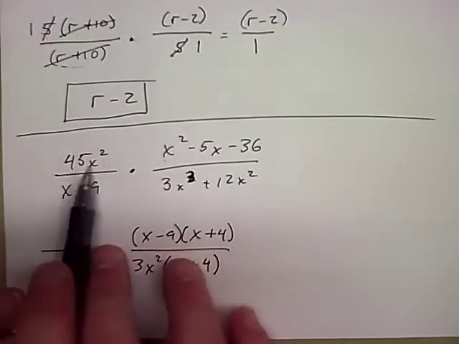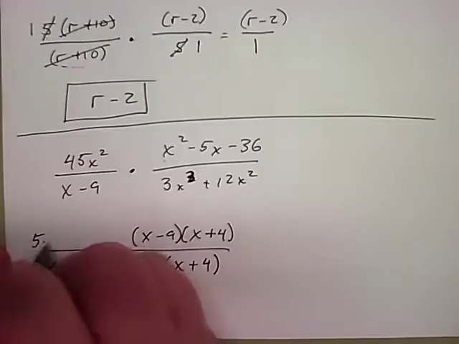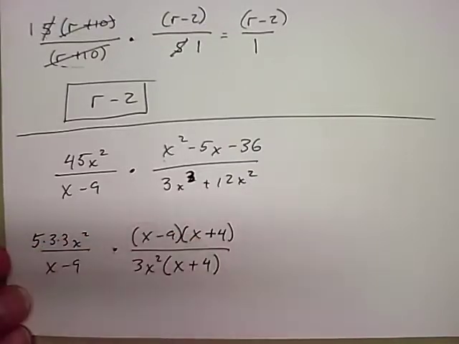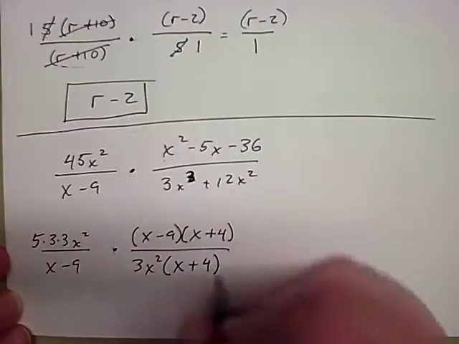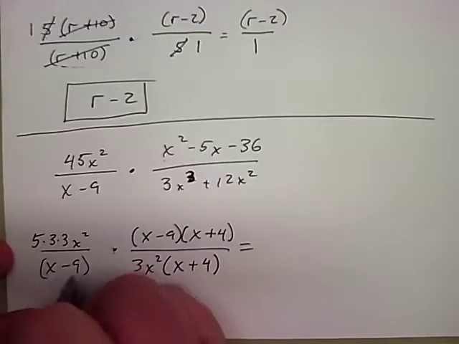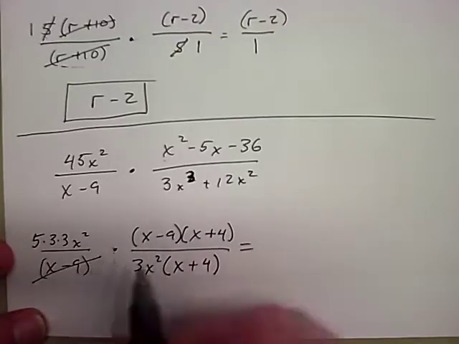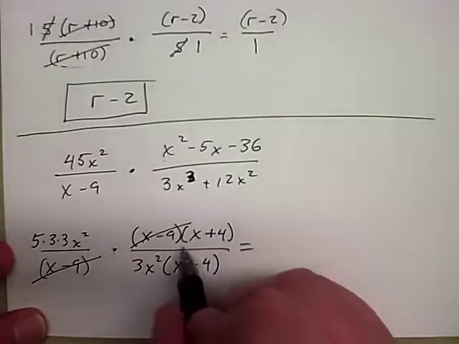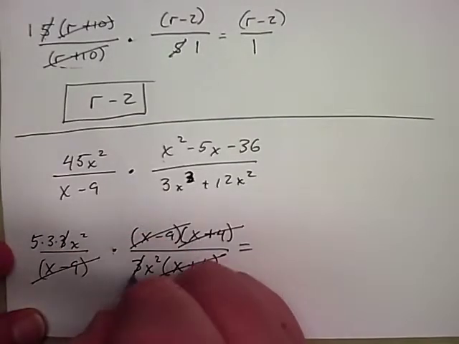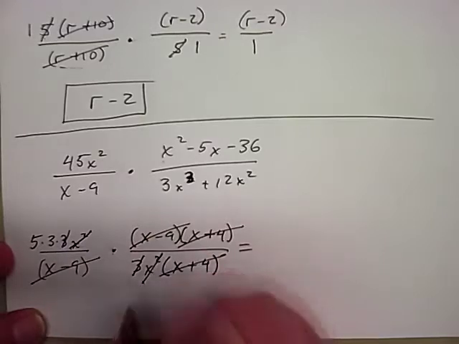Now, when I look at this 45x squared, I know that's 5 times 9, and remember, 9 is 3 times 3, and I have an x squared. Now I'm going to look to see if anything cancels. All right, so remember, this x minus 9 is in parentheses. That's going to cancel with that x minus 9. X plus 4 cancels with x plus 4. 3 is going to cancel with 3. X squared is going to cancel with x squared.